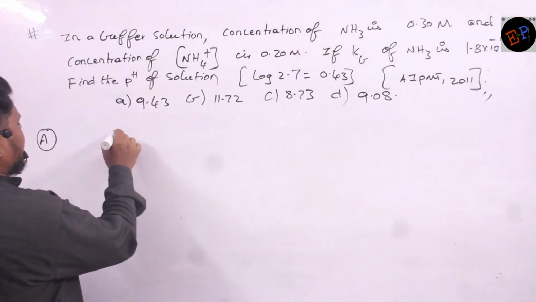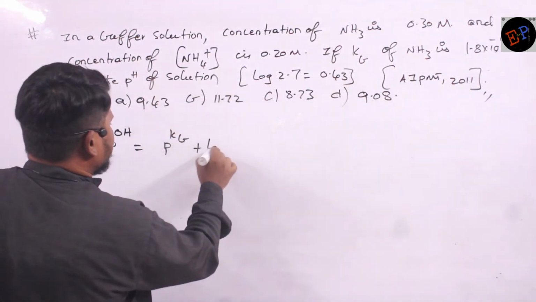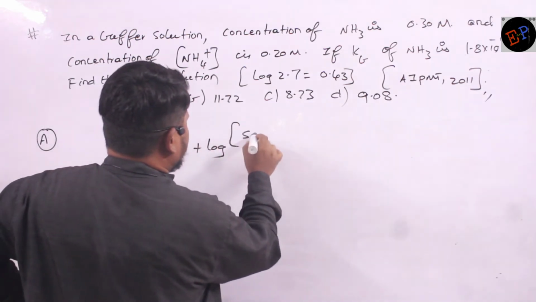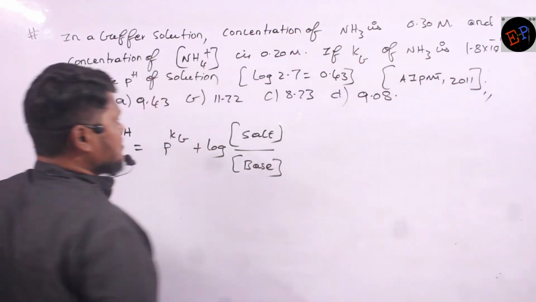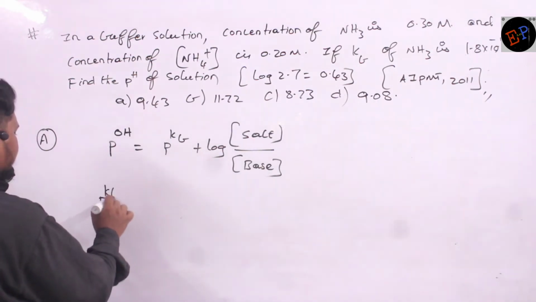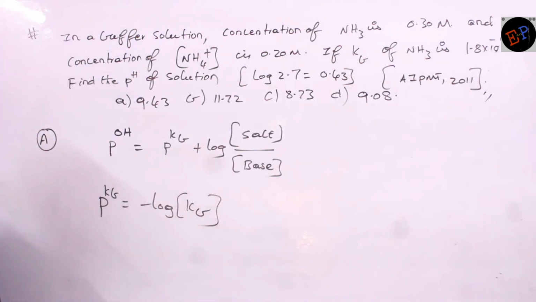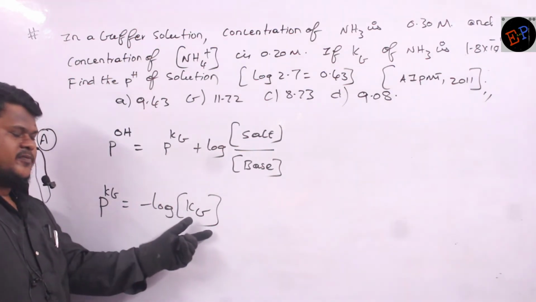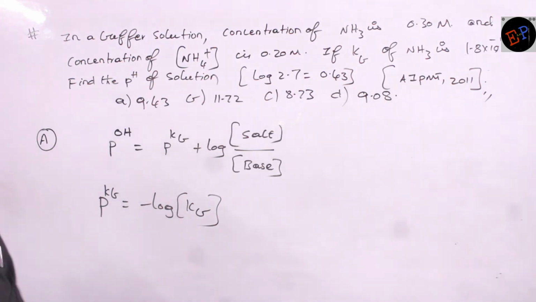So therefore, pOH is equal to pKb plus logarithm of concentration of salt divided by concentration of base. This is the concept now. Okay. So therefore, pKb can be written as negative logarithm of Kb. This is how I can write now. pH can be written as negative logarithm of H plus concentration. pOH, how can I write? Negative logarithm of OH minus ion concentration. So therefore pKb can be written as negative logarithm of Kb. Are you able to understand?